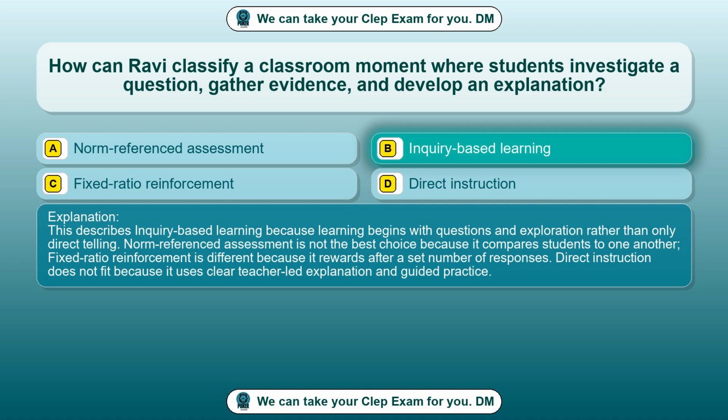Norm-referenced assessment is not the best choice because it compares students to one another. Fixed ratio reinforcement is different because it rewards after a set number of responses. Direct instruction does not fit because it uses clear teacher-led explanation and guided practice.